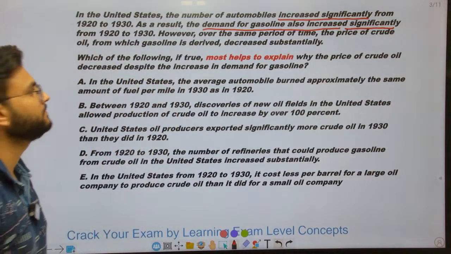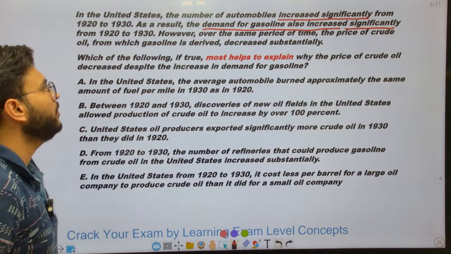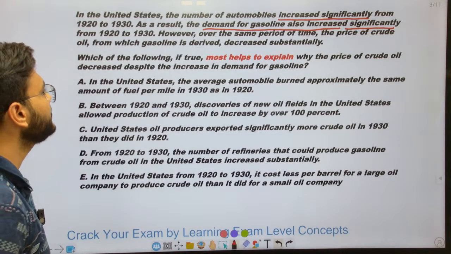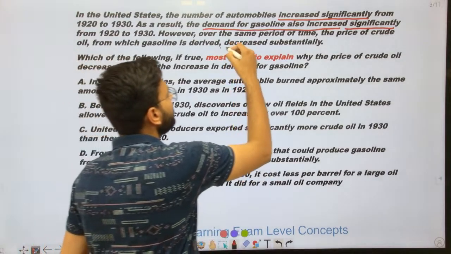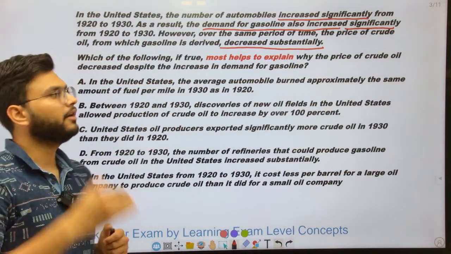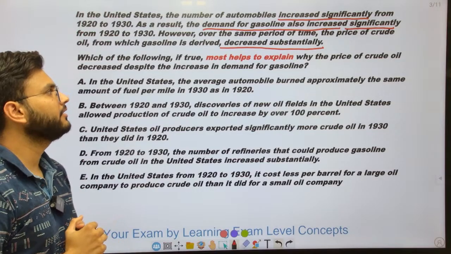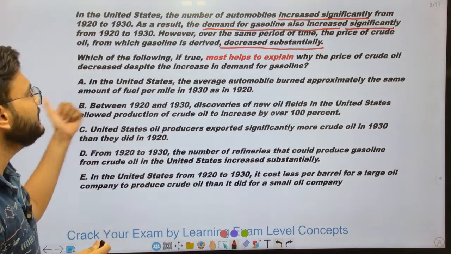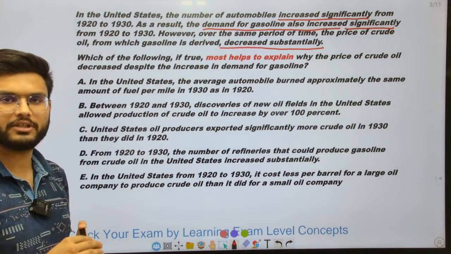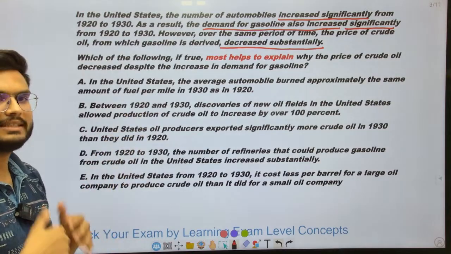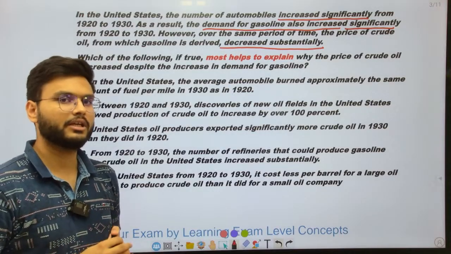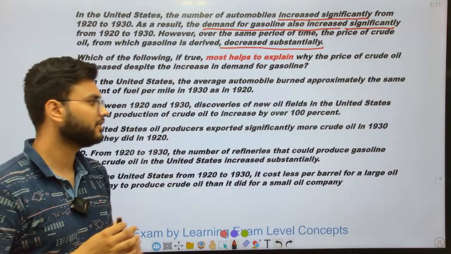Increased significantly. Okay. However, over the same period of time, the price of crude oil from which gasoline is derived decreased substantially. Now there is a different element. If the number of automobiles has increased significantly, you can see that the demand for gasoline also increased. Automobiles increased, then demand for gasoline also increased. But on the other hand, we have seen that if demand increases, price should also increase. But in this scenario, something different has happened.